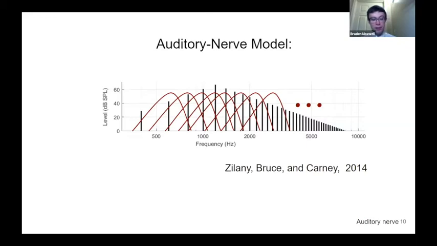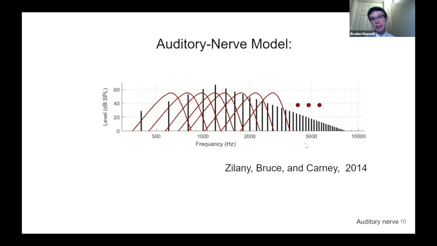The auditory nerve model we used is very similar to other models of the peripheral auditory system in that it uses a bunch of bandpass filters to simulate the function of the cochlea. But our model, and when I say our model, it's a model from our lab, specifically the version developed by Chelani in 2014, simulates a number of physiologically realistic aspects of the process that are a bit more complicated.